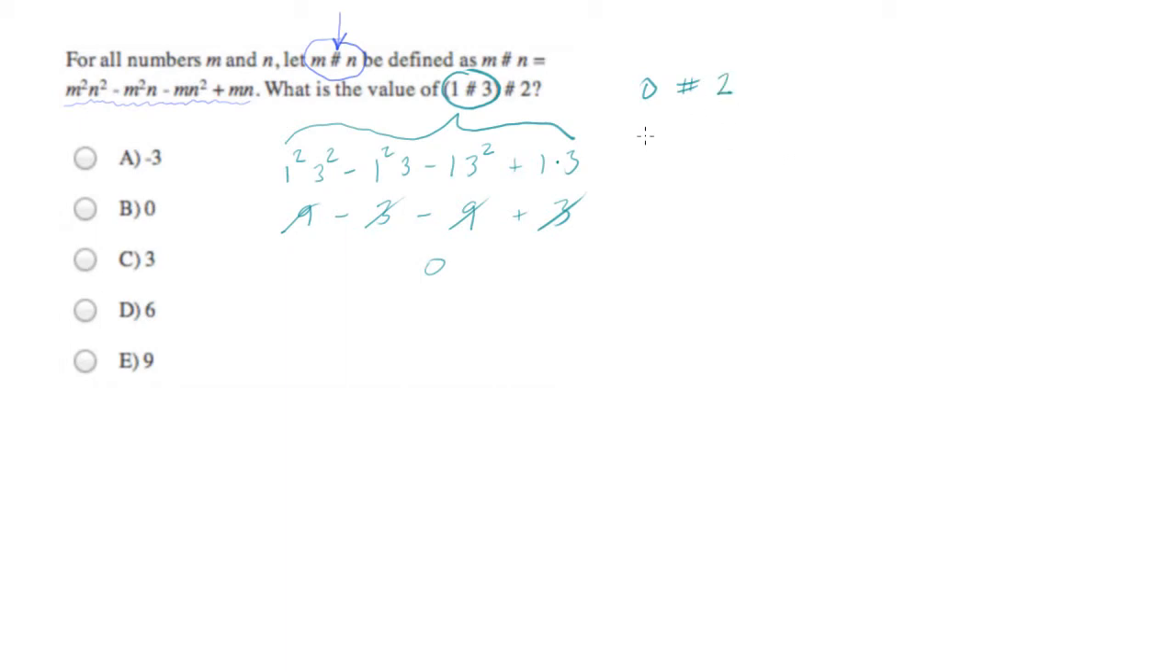So let's calculate the value of 0 hash 2 over here, and let's do that actually in red. That is going to be 0 squared times 2 squared minus 0 squared times 2 minus 0 times 2 squared plus 0 times 2. These are all multiplies, by the way, in case that's not clear. And the value of this will be equal to 0 hash 2.